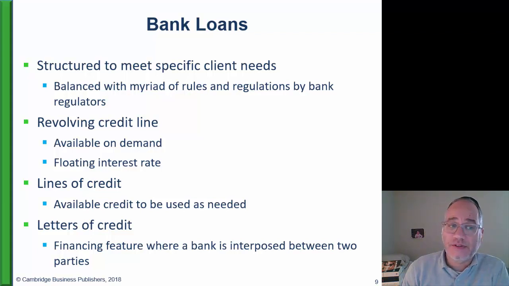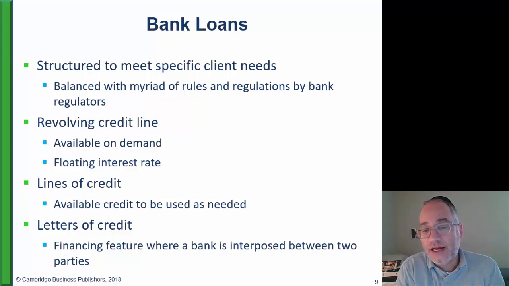So if it needs the money, for example, for its operations, then it borrows the money, and then as more money comes in, they sell all the skis, let's say, then they can pay it back. Line of credit would be similar to a revolving line of credit. Usually it's more like a note, or a letter of credit is similar to a line of credit.